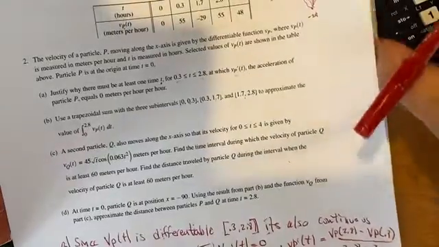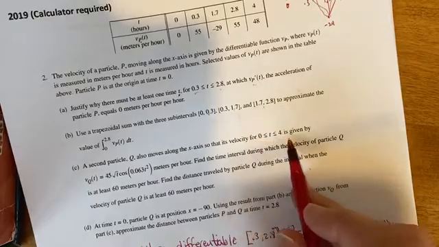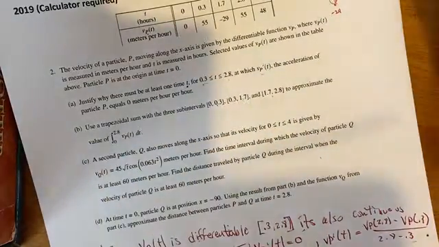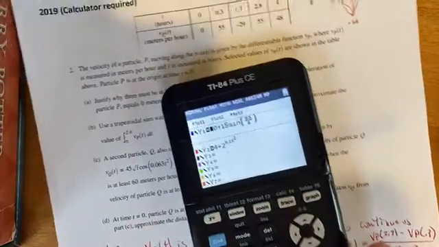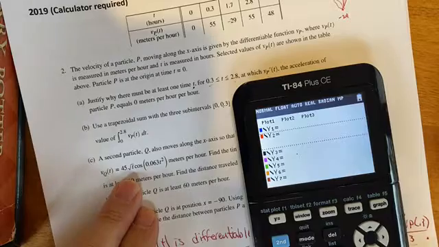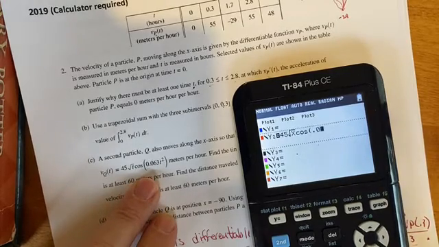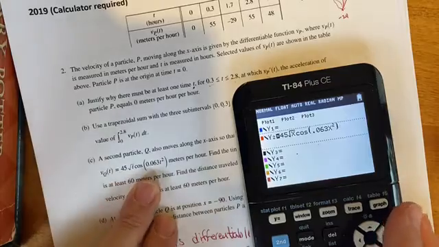Okay, so C. The second particle, Q, moves along the x-axis also over the time interval from 0 to 4, and that's the function Q. So I'm going to plug that into the calculator: 45 times the square root of t times cosine of 0.063 t squared. Oh, I put that in y2 too. It doesn't matter, I guess.